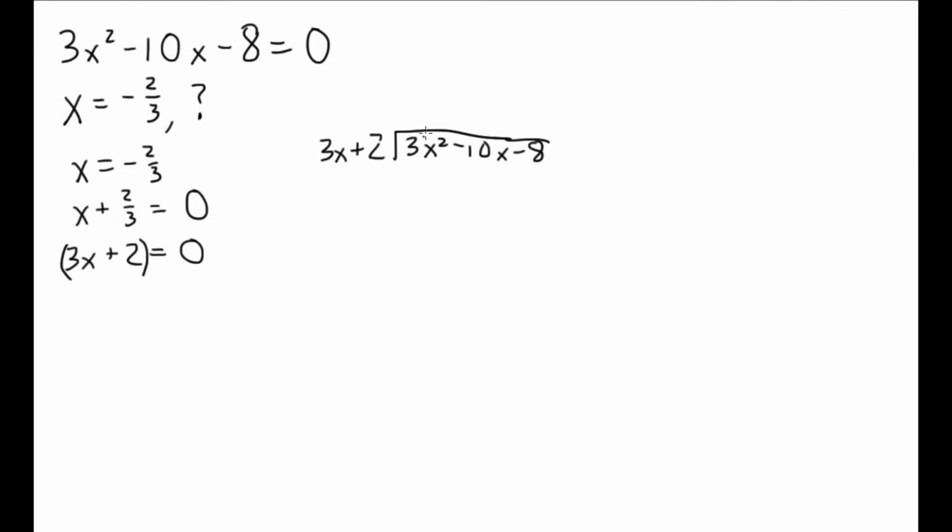So 3x goes into 3x squared x times. x times 3x plus 2 is 3x squared plus 2x. We subtract, we're going to get -12x, bring down the -8. And here, let's see if we can skip a step. 3x plus 2 times what is -12x minus 8? You should see that the whole thing just needs to be multiplied by -4, and then -4 times that will give us -12x minus 8, which means when we subtract, we will get 0, so we don't even have to bother with that step.